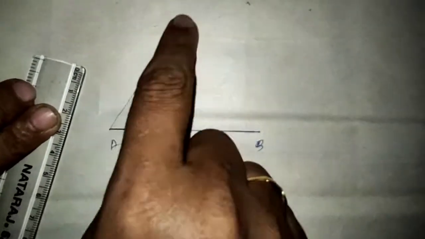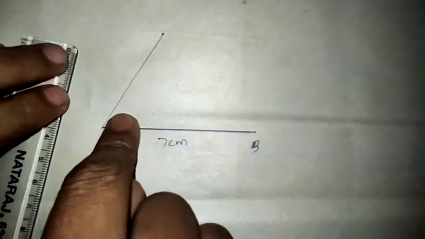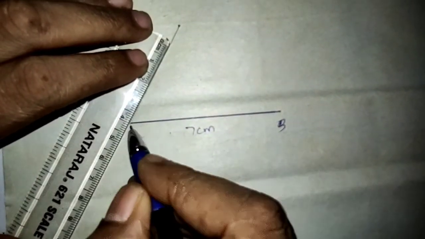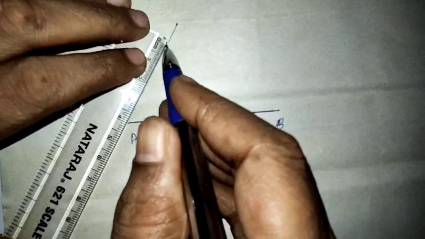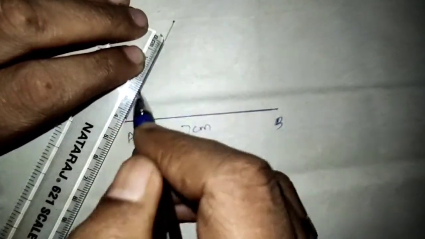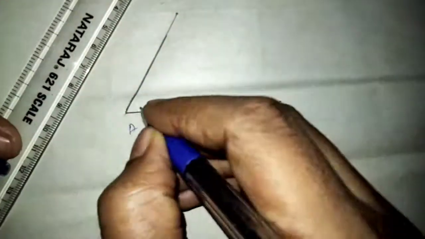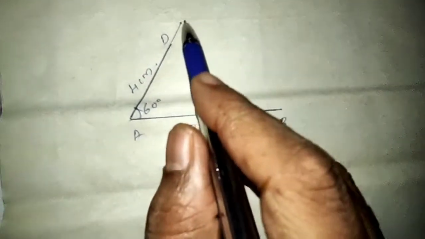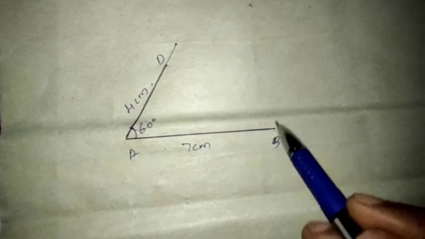Then what is the name of this side? This side is AD and its length is equal to 4 cm. So take 4 cm on this line. This angle is equal to 60 degree and this point is D and that length is equal to 4 cm. Now we need to draw CD and BC.